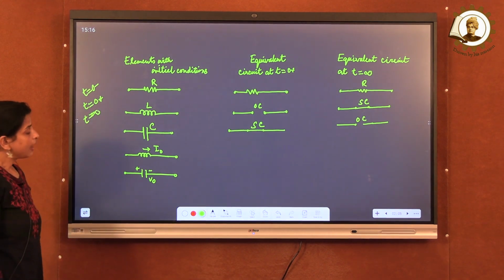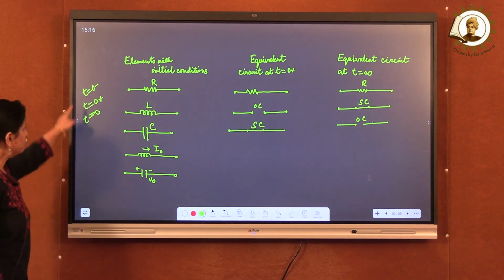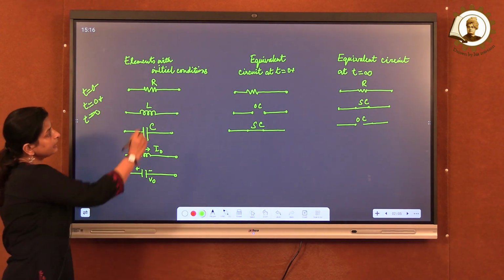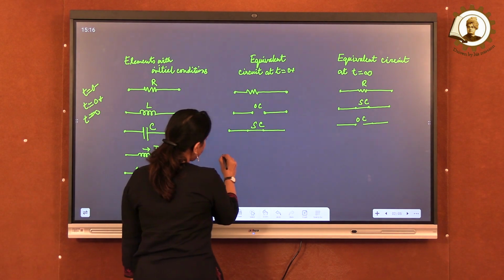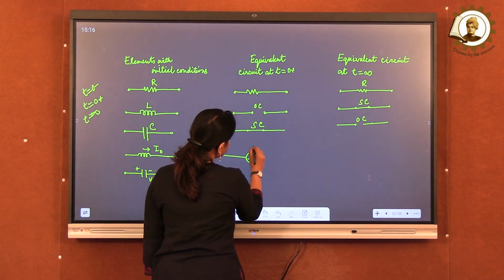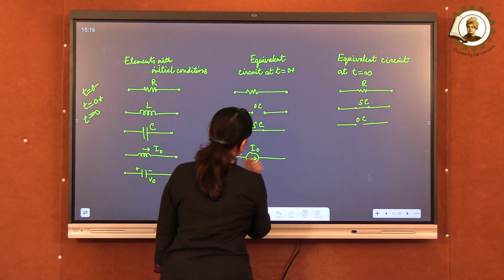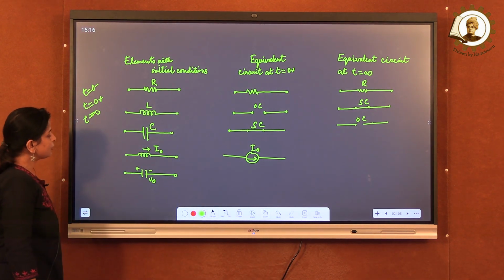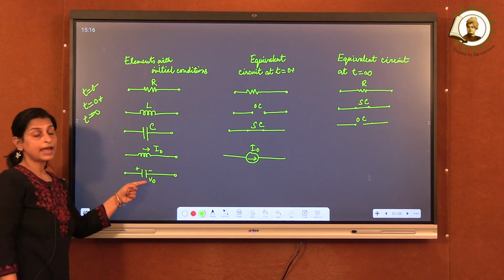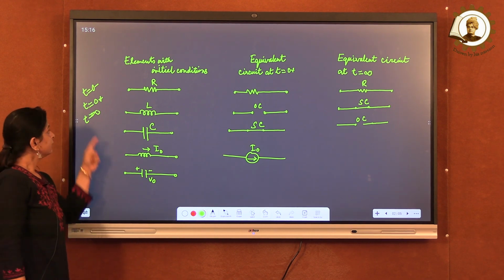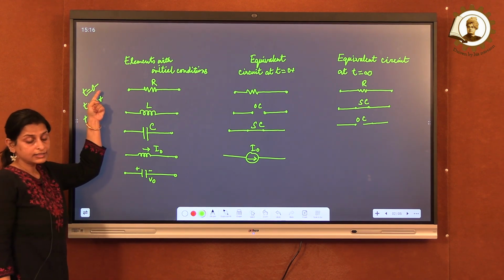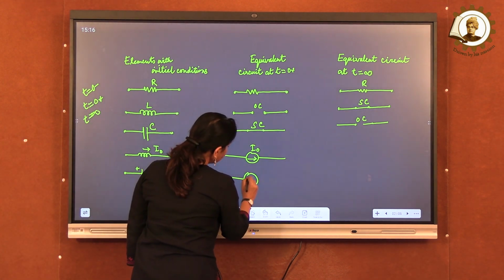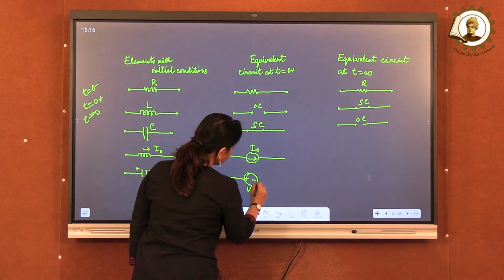Now if a current I0 is flowing through the inductor at t equal to 0 minus, then at t equal to 0 plus it will act as a current source with current I0 ampere. The same goes for the capacitor. If the voltage across the capacitor is V0 at time t equal to 0 minus, then at t equal to 0 plus it will act as a voltage source of voltage V0.